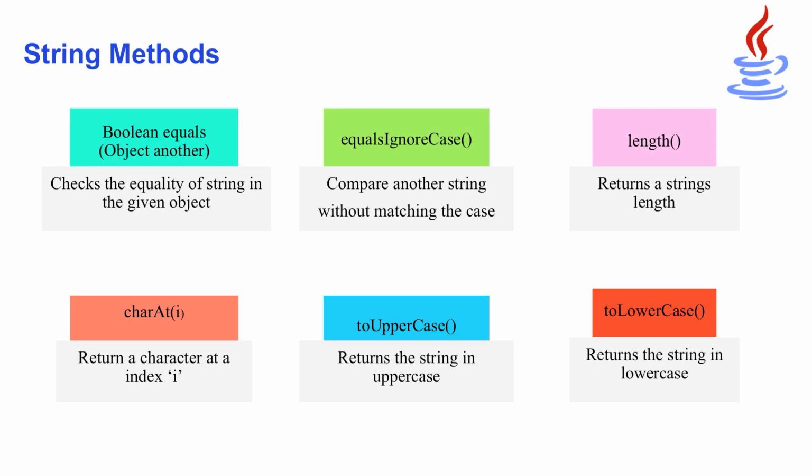The next method is the equalsIgnoreCase method. This method compares another string without matching the case. The next method is the length method, which returns the string length. The next method is charAt(index), which returns the character at index i, from 0 to n minus 1. The next method is the toUpperCase method, which returns the string in uppercase. And the next is the toLowerCase method, which returns the string in lowercase.